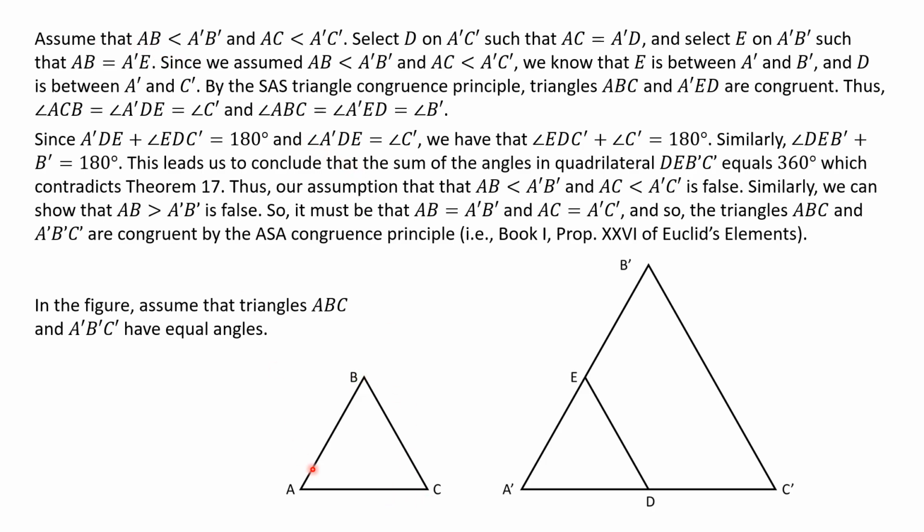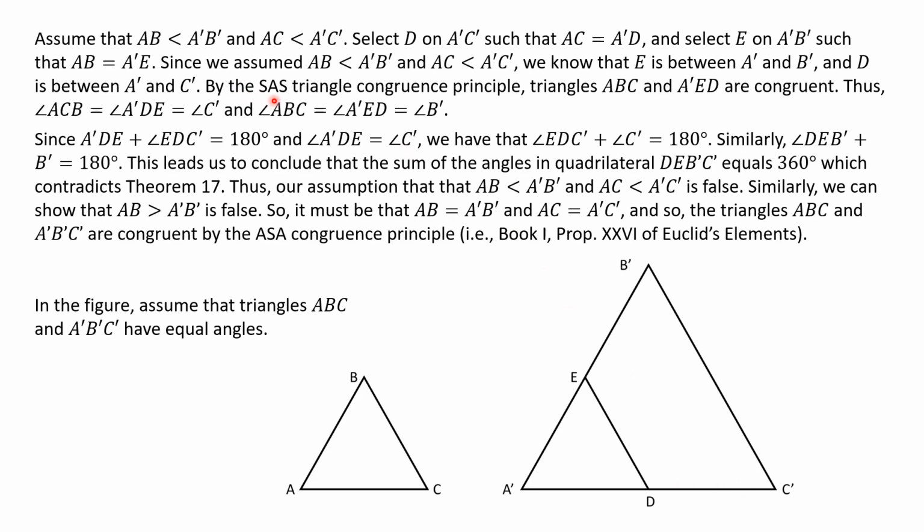So assume that AB is less than A prime B prime, and that AC is less than A prime C prime. Then select D on A prime C prime such that A prime D is equal to AC, and do the same on A prime B prime. Select an E such that A prime E is the same length as AB. We know that E is between A prime and B prime because of the assumption we made, and the same thing for D.